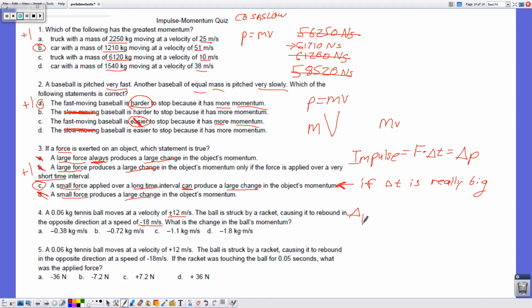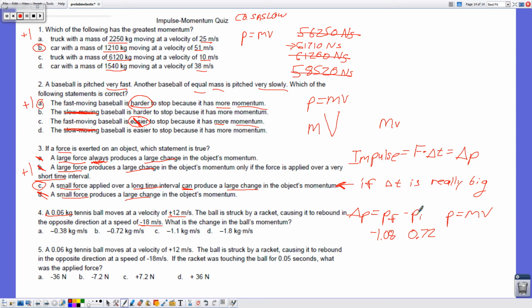What is the change in the ball's momentum? Well, I want that, which is going to be final minus initial. So I need to find my final momentum and my initial momentum, using my momentum equation, m times v. Mass times 12 gives me my initial momentum of 0.72, and a final momentum of 0.06 times negative 18, and that's negative 1.08.